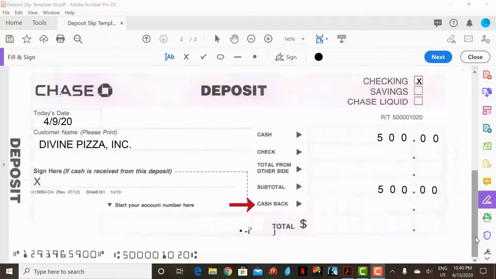The cash back section is where you will enter the amount of money you are expecting to receive back after this deposit. This will not apply to us now. Now that all the amounts have been entered, we can write in the total amount deposited for the day, which is $500.